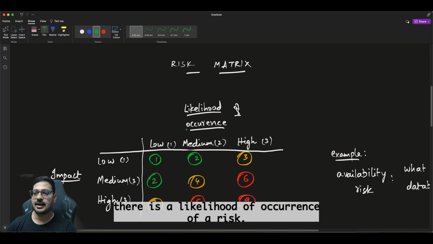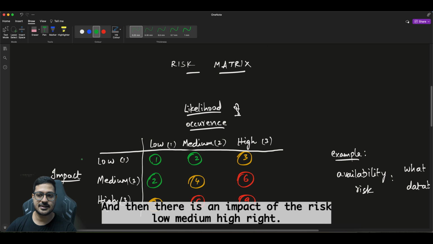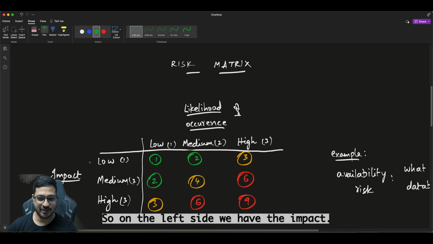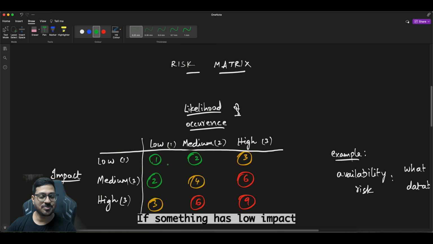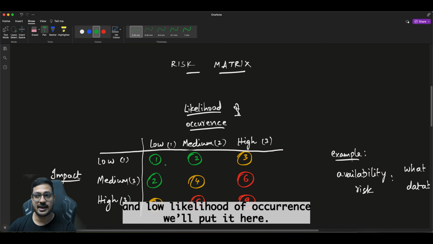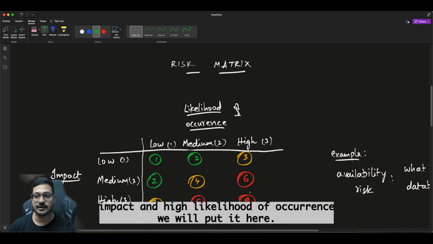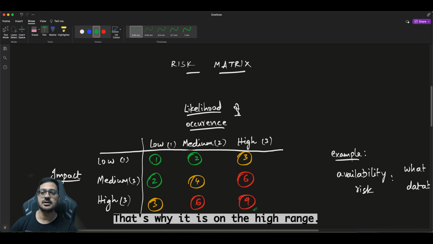So there is a likelihood of occurrence of a risk, low, medium, high, and then there is the impact of the risk, low, medium, high, right? So on the left side we have the impact, and on top we have likelihood of occurrence, right? So if something has low impact and low likelihood of occurrence, we'll put it here. And if something has high impact and high likelihood of occurrence, we'll put it here, right? That's why it is on the high range.